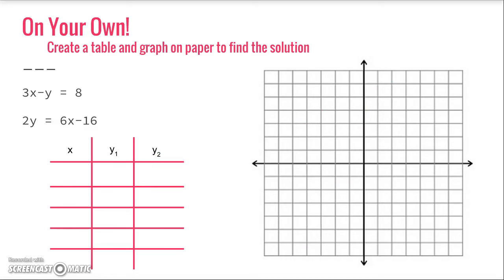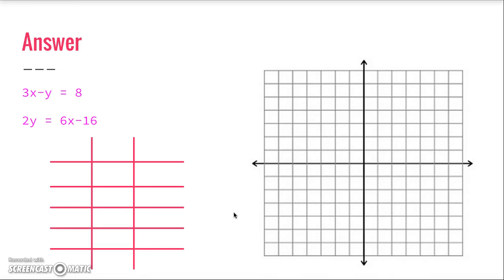So here's one more on your own. 3x minus y equals 8, and 2y equals 6x minus 16. So take the time, do this on your own again. I hope you pause the video. Okay, so 3x minus y equals 8, and 2y equals 6x minus 16.